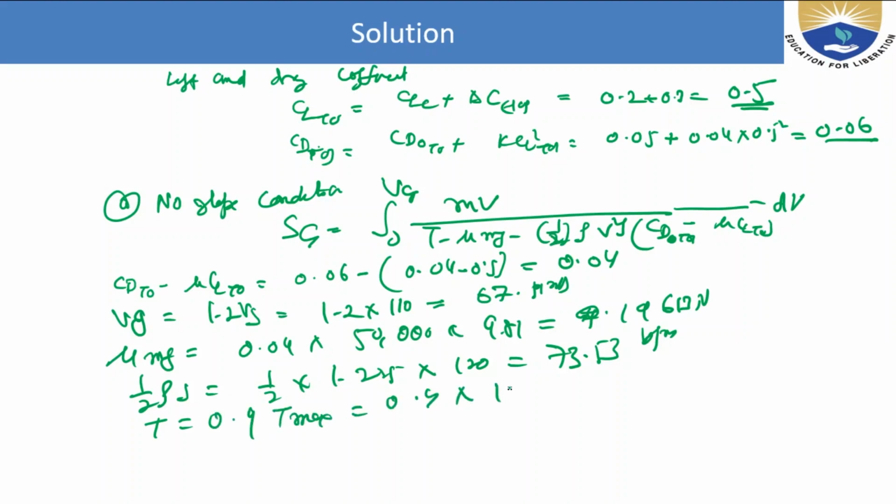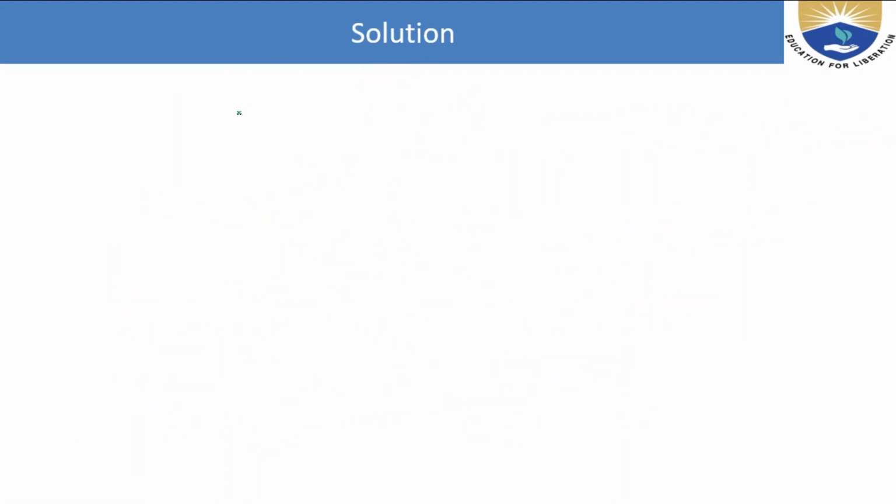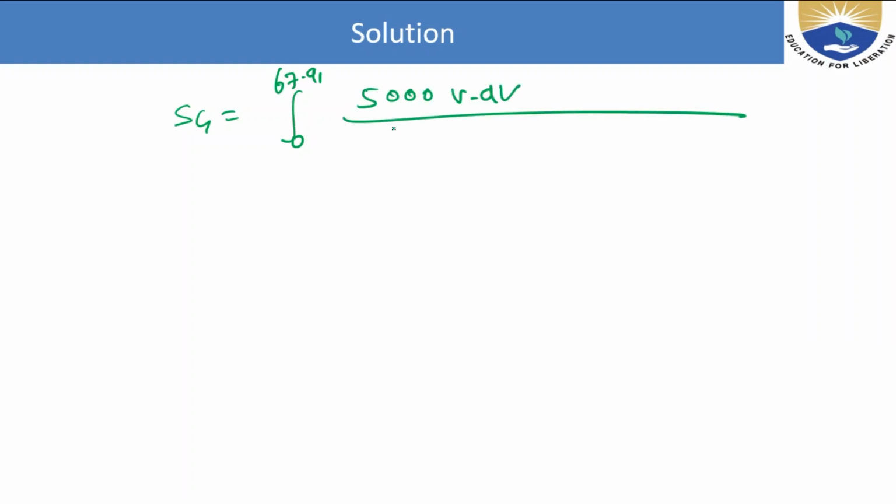0.9 into T max, which is 130 into 3, so 117,000 Newton. So this is the thrust. Now we can get the Sg. The integral from 0 to 67.91 of 5,000 V dV divided by 117,000 minus 19613 minus 73.13 V square into 0.04. So this Sg is equal to 1275 meter.